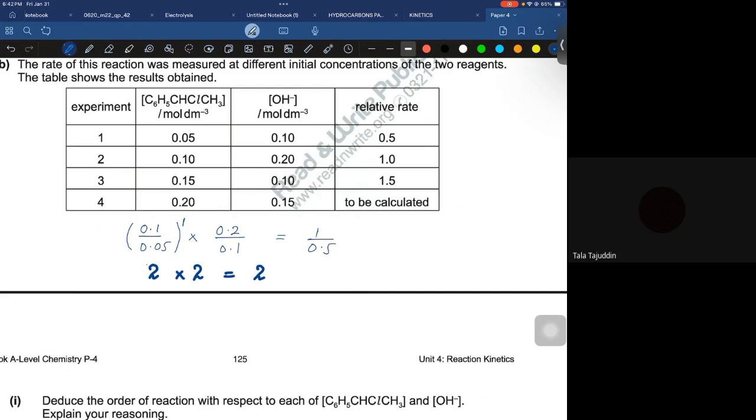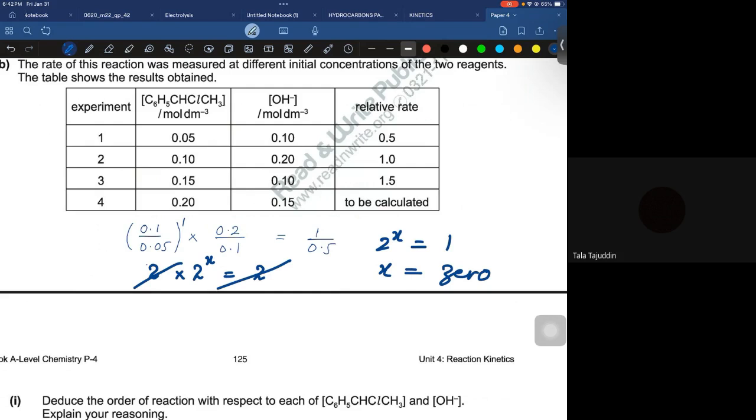So then what am I supposed to do? Divide 2 over 2. So this is zero order. When the base is not the same, you can say that this is a zero order reaction.